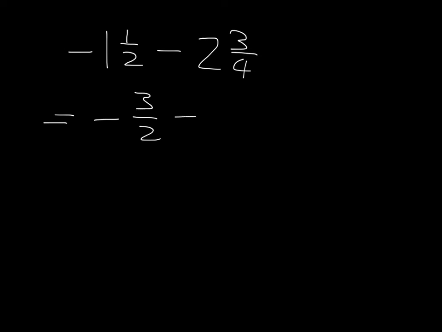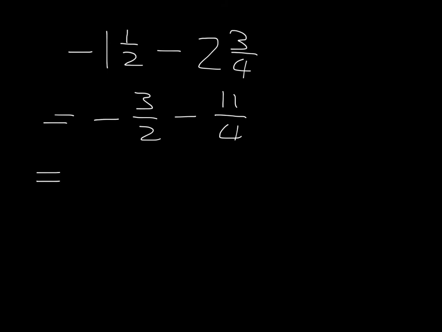Say I want to calculate -1 1/2 subtract 2 3/4. When I work with this, I'm going to do the same thing I've always done with fractions. When I've got mixed numbers, the easiest thing is to turn them into improper fractions. So I turn this 1 1/2 into an improper fraction: 1 times 2 is 2, plus 1, I get 3/2. And I also turn this one into an improper fraction: 2 times 4 is 8, plus 3 gives me 11/4.